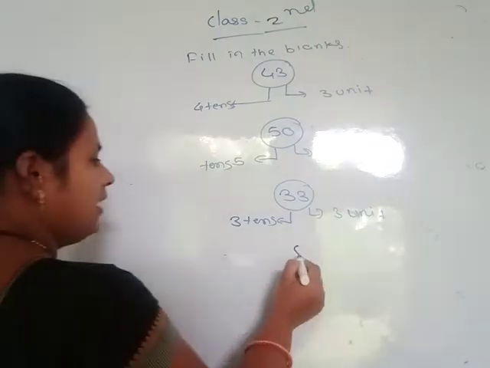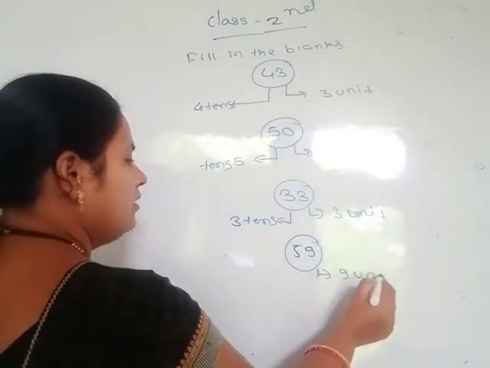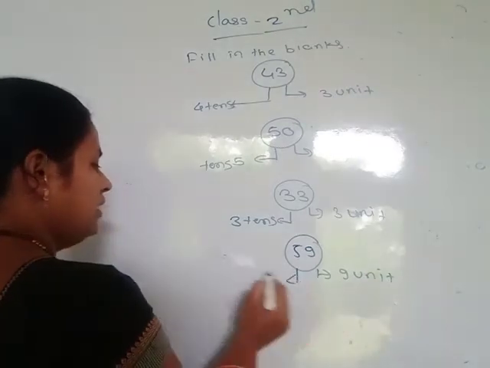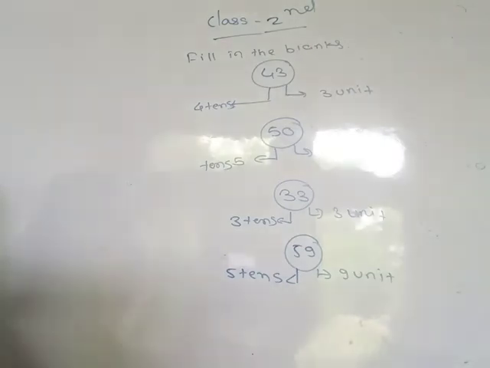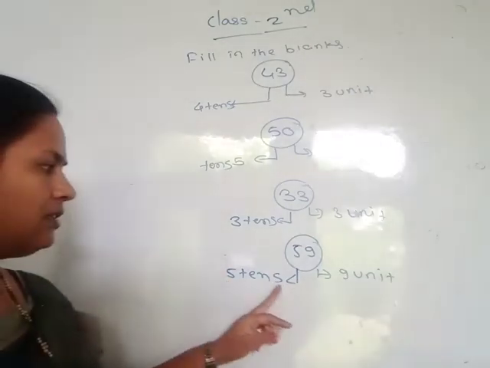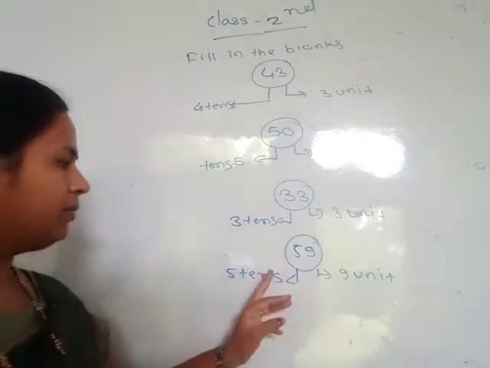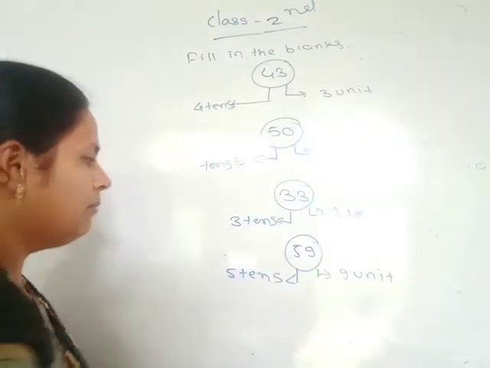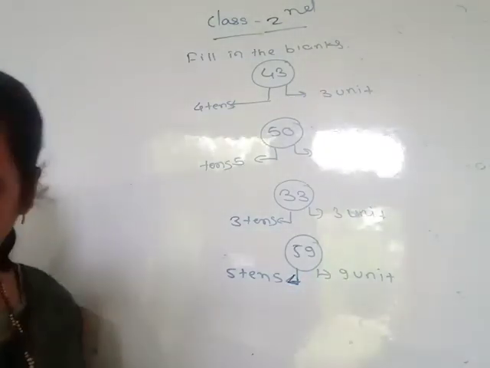Then 59. 9 units and 5 tens. 5 tens means 50 and 9 units means only 9. Then 50 plus 9 is equal to 59.